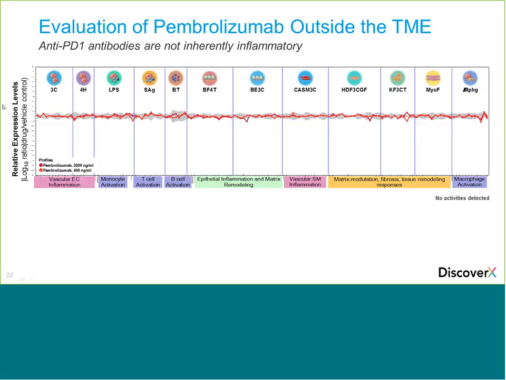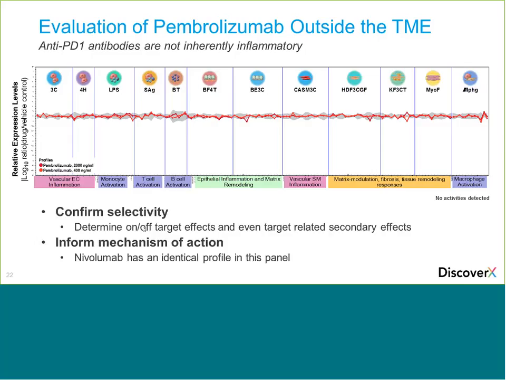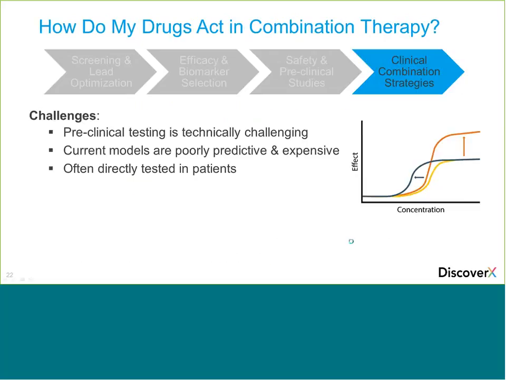We've also tested nivolumab, which is Opdivo, and we've seen a very similar profile across the board. Again, having a very consistent performance with what's known about these drugs, that they're able to restore immune responses in the tumor microenvironment, but are not inherently inflammatory. So again, this allows you to confirm the selectivity of your molecule, both on target or even target-related secondary effects, and allows you to identify or inform the mechanism of action in these approaches.